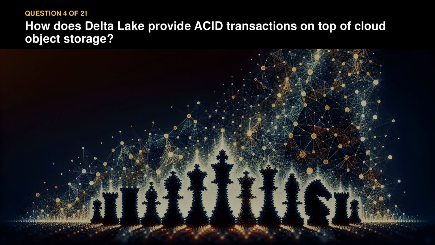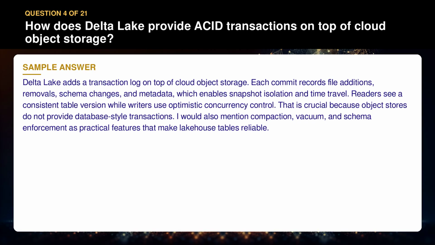Question 4. How does Delta Lake provide ACID transactions on top of cloud object storage? Delta Lake adds a transaction log on top of cloud object storage. Each commit records file additions, removals, schema changes, and metadata, which enables snapshot isolation and time travel. Readers see a consistent table version, while writers use optimistic concurrency control. That is crucial because object stores do not provide database-style transactions. I would also mention compaction, vacuum, and schema enforcement as practical features that make lakehouse tables reliable.